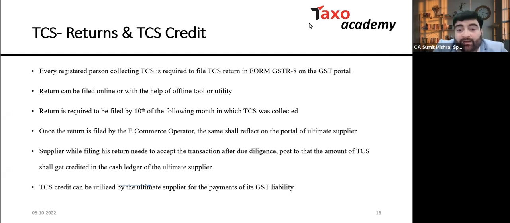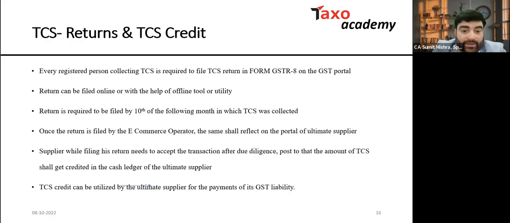Additionally, what I mentioned is that the supplier has to do this due diligence, because there could be a number of transactions which a supplier has to check. Sometimes it happens that the e-commerce operator makes mistakes while filing the return and mentions different GST numbers. At that point of time, you cannot accept the supplies which you have never done. Because in that scenario, you will get the benefit of credit of 1%, but the liability of 17% you have to pay again. So that's a due diligence a supplier has to do on its own side.